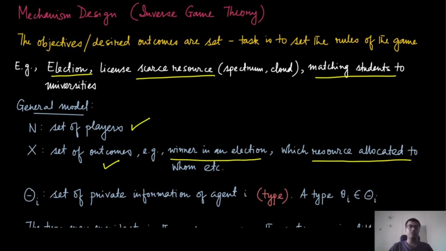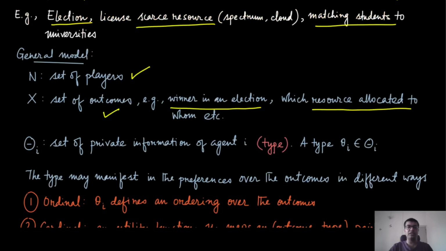Now, every individual in the mechanism design context has some amount of private information. We have seen this kind of setup even for the Bayesian game. So with capital Theta I, we are going to denote the set of private information of agent I, and we'll call this private information set their type. So a specific type for player I will be denoted by lowercase theta I, which lives in this larger set, capital Theta I.